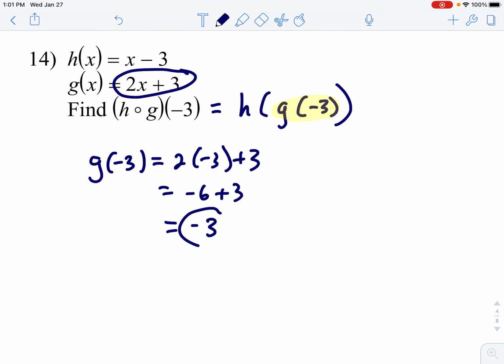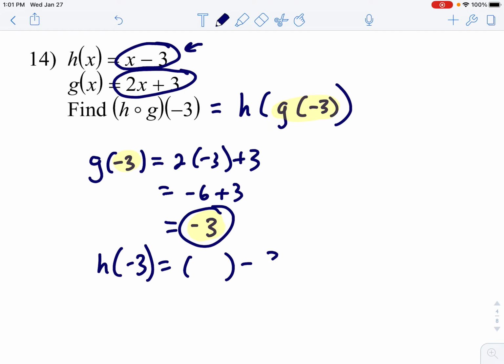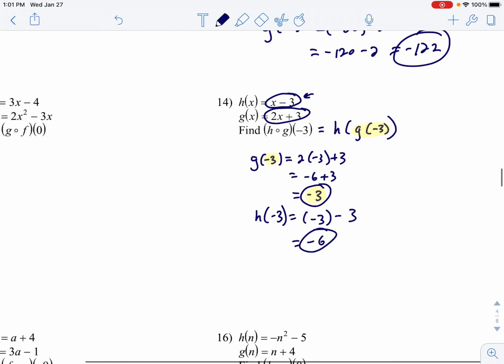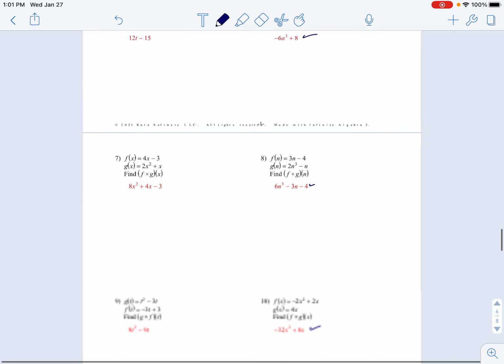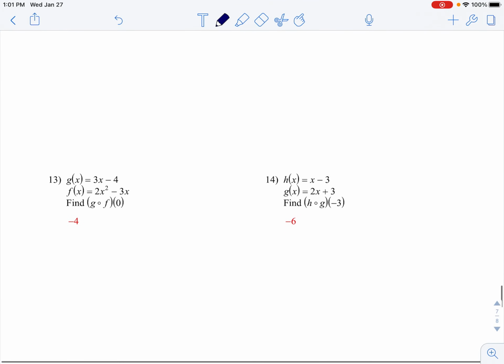Now take that answer and plug it in to the other function. By the way, it's sort of a coincidence that this works out to be negative 3 and the number we plugged in was negative 3. Anyway, we plug it into the other function, x minus 3, and you get negative 6. The answer, number 14, should be negative 6. And there it is. All right.